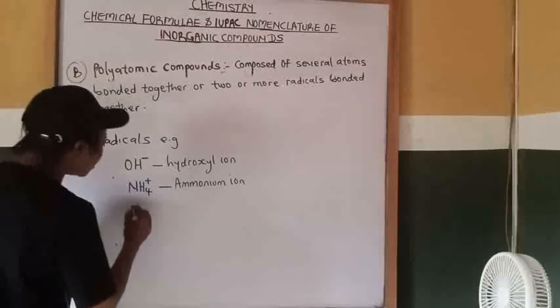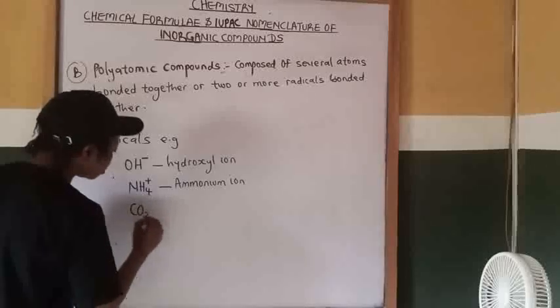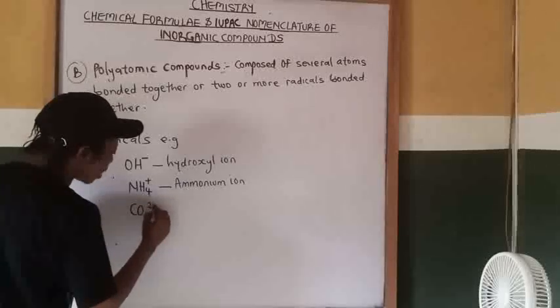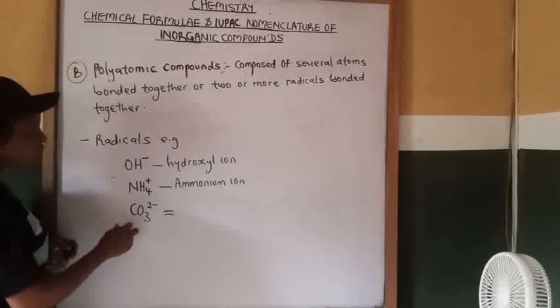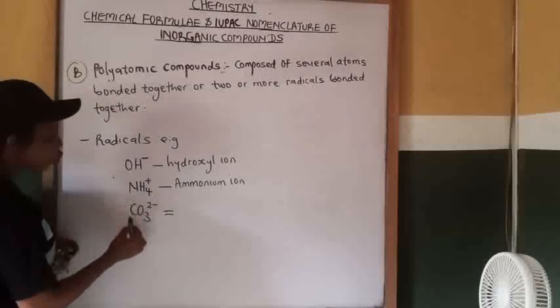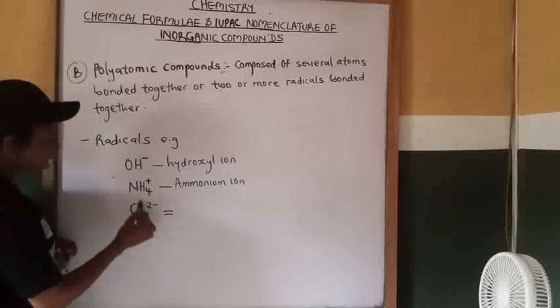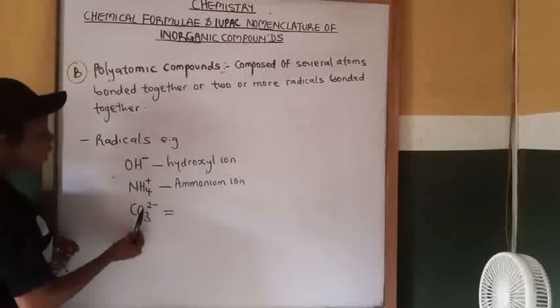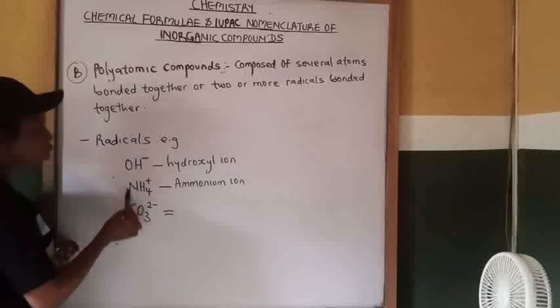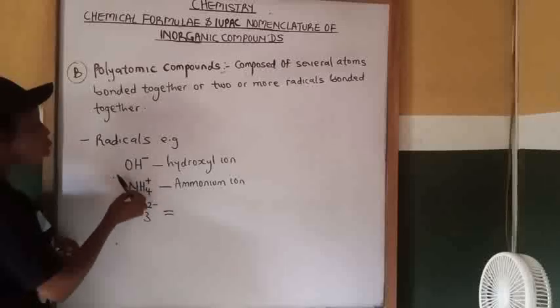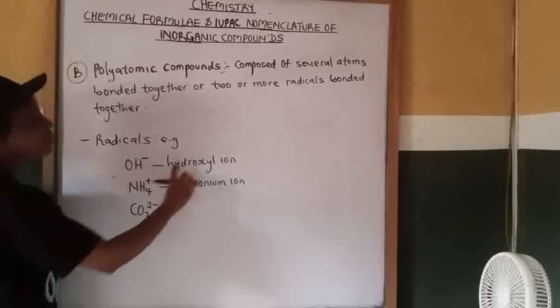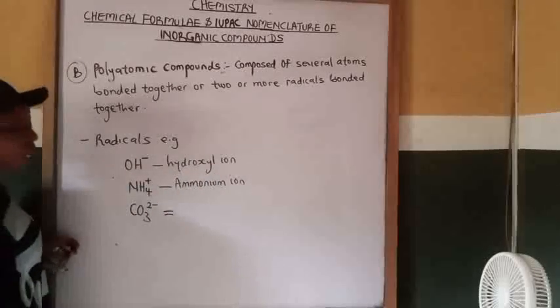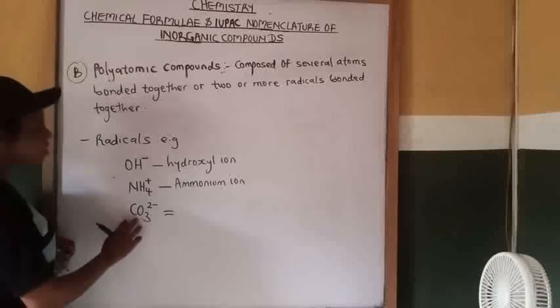So another one is CO3, then CO3 2 minus. The charge on it is 2 minus. Now, how can we name this radical? The way we name this one is different from the way we name the others. Hydroxy ion and ammonium ion have their own specific names. But there is a way of naming CO3.